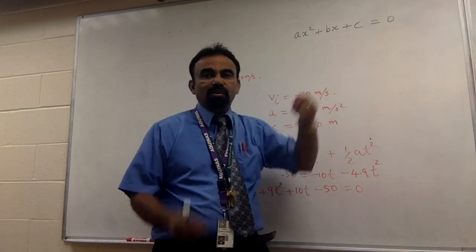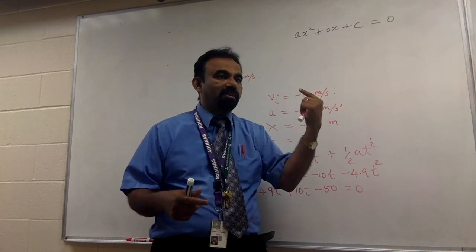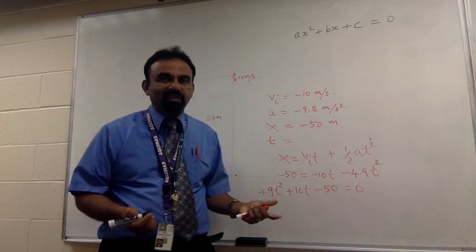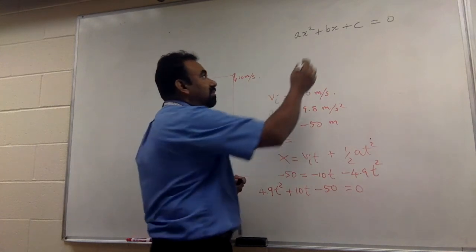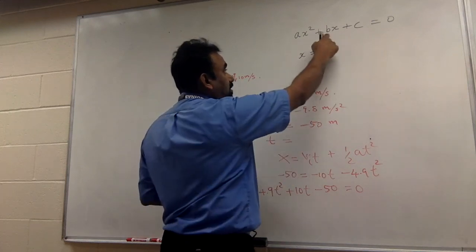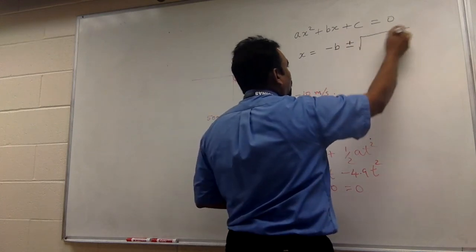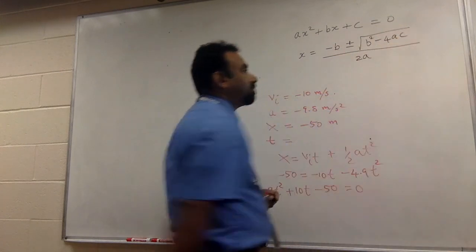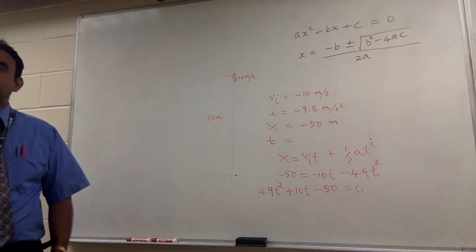What you need to do is factorize it. If it can be factorized, yes, go by the factorization method. But especially when you have 4.9 and all that, you're not going to factorize it. It's not easy. So what do you do? We apply the quadratic solution. You're going to solve for x, and x is minus b, plus or minus root of b squared minus 4ac, over 2a. That is our quadratic formula.